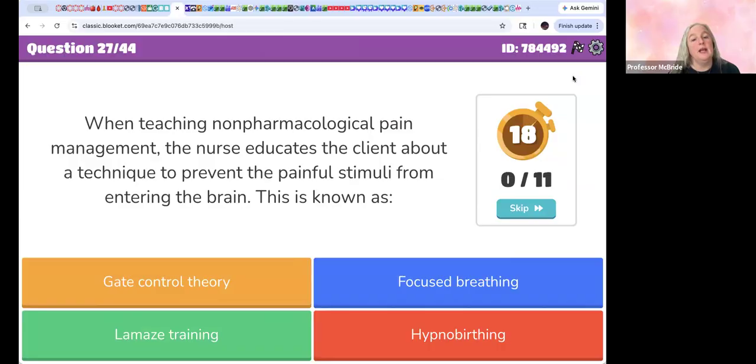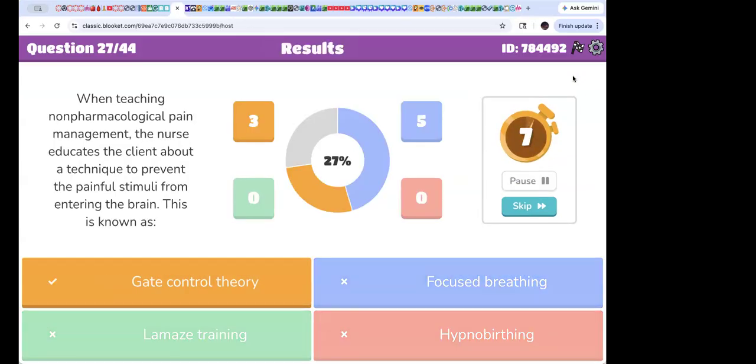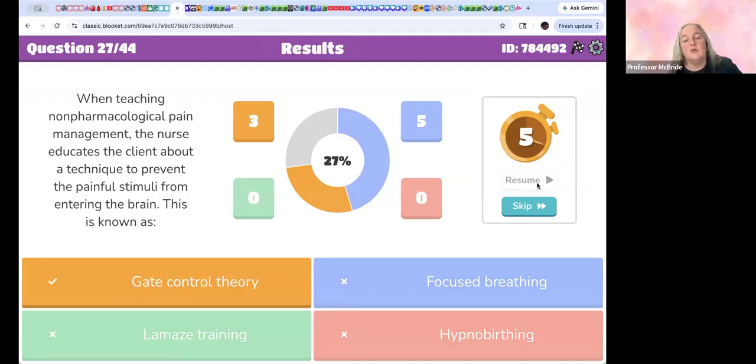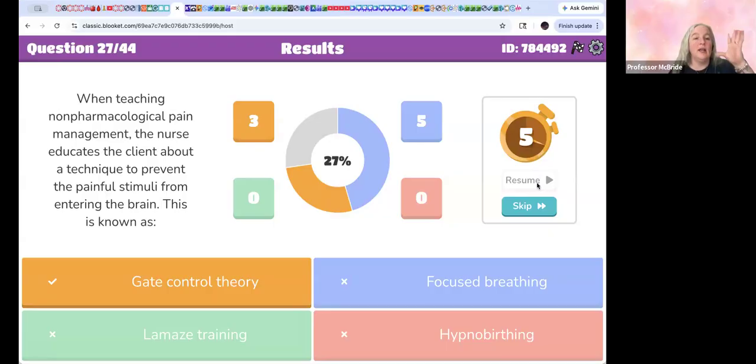When teaching non-pharmacological pain management, the nurse educates the client about a technique to prevent the painful stimuli from entering the brain. Okay, so this is called gate control theory. Does anybody understand what gate control theory is? Yeah, when the gate is open, that's when you get stimuli. When the gate is closed, that's all I know. Yep. And so what closes the gate?